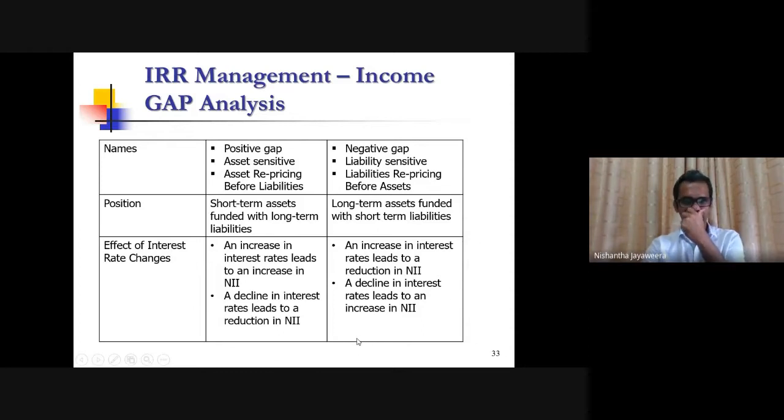That effect is explained in this third row. When you have a positive gap, if interest rate increases, net interest income increases. If interest rate declines, net interest income decreases. Whenever you have a negative gap, that means you have more liabilities than assets. When interest rate increases, NII reduces. Whenever interest rate decreases, your net interest income increases. So that is the basic idea.